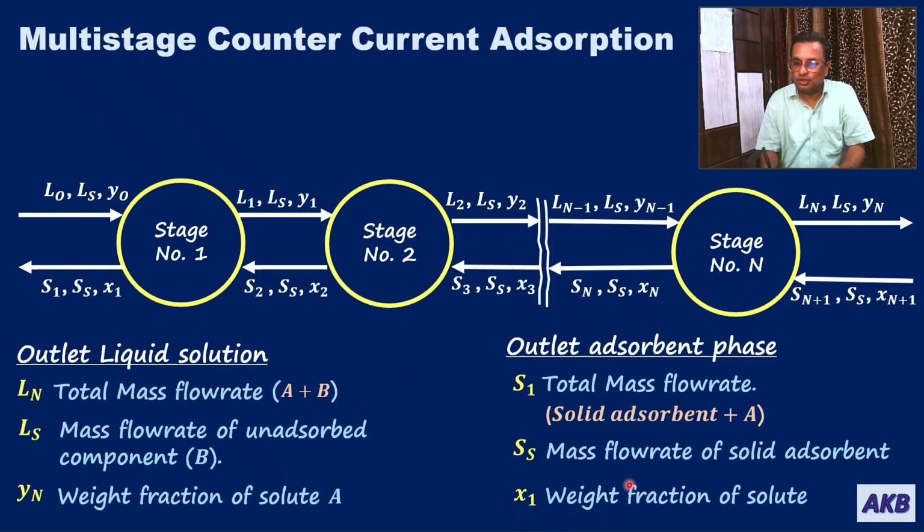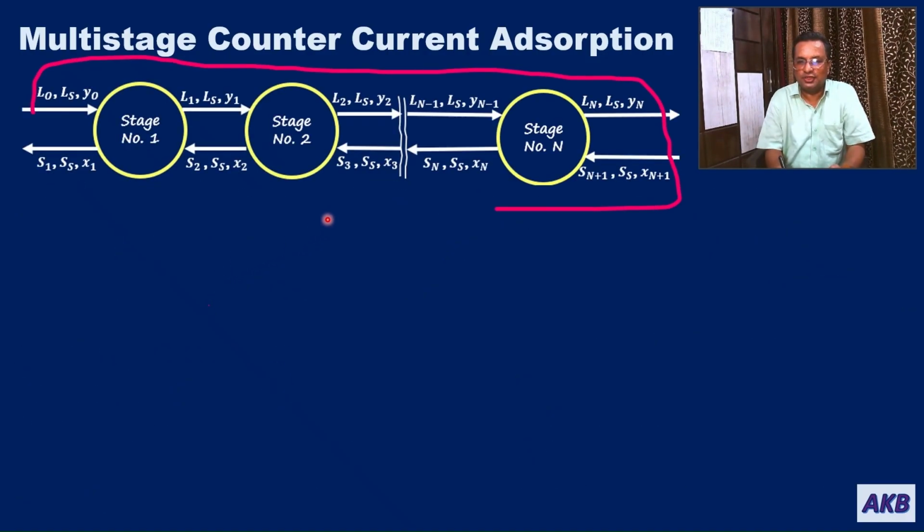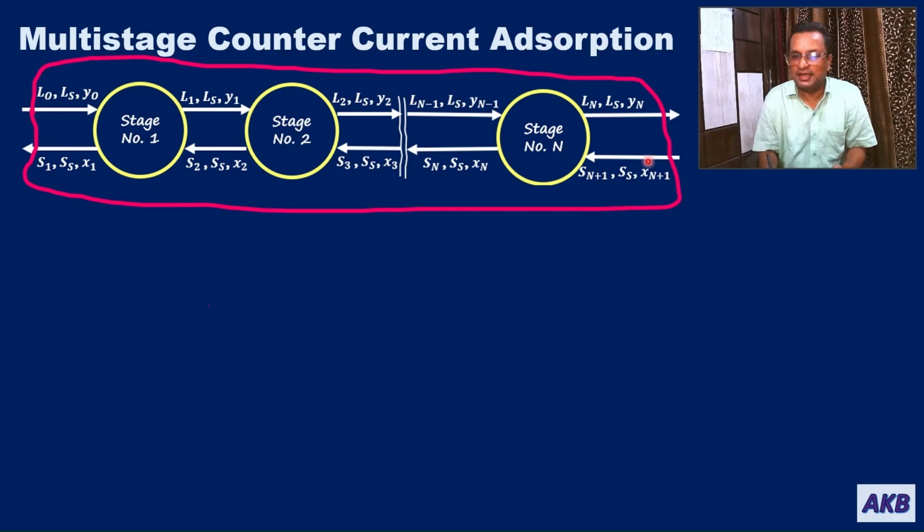Then X1 is the weight fraction of the solute E in the outlet adsorbent phase, and all L's represent liquid solutions, liquid flow rates. All S's represent flow rates of the solid adsorbent phase. So I hope the notations are clear to you, and now we are going to use these notations in our discussion. So what we will do, we are going to take a material balance for the entire cascade, and for taking the material balance I am considering this envelope, the pink color envelope.